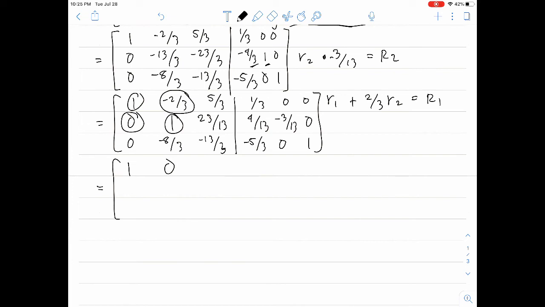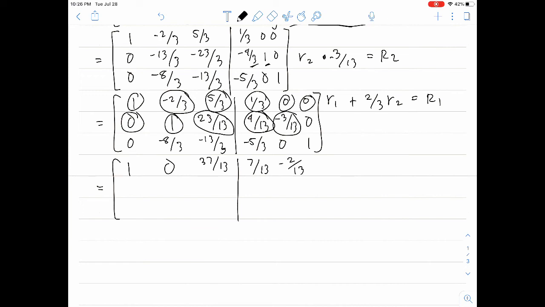5 over 3 plus 2 over 3 times 23 over 13 is 37 over 13. 1/3 plus 2 over 3 times 4 over 13 is 7 over 13. 0 plus 2 over 3 times negative 3 over 13 is just negative 2 over 13. 0 plus 2 over 3 times 0 is 0.